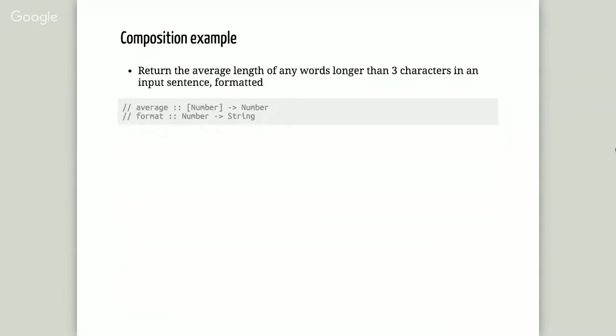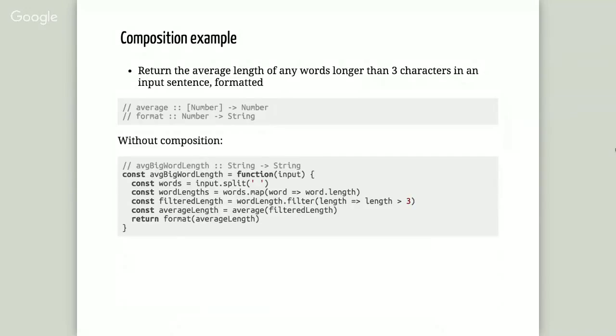It becomes clearer why this is cool if we look at a slightly more involved example. Let's say we want to return the average length of any words longer than 3 characters in an input sentence, and we're going to format them somehow. Imagine we've got a function average, which is going to take an array of numbers and give us back the average, and we've got a function which is going to format a number for us. So without composition, a first pass at writing this in JavaScript might be like this.